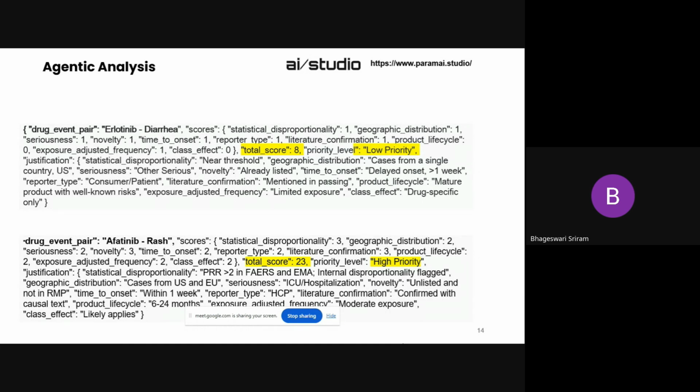So there is a reasoning section coming after. You see the priority being assigned. Say, for example, cases from a geographic distribution. Okay, there are cases from both US and EU. Then the PRR is greater than 2 in FAERS and EMA, so the disproportionality. So it's of highest priority. So similarly, based on the parameters that you have set, it would perform its analysis accordingly.